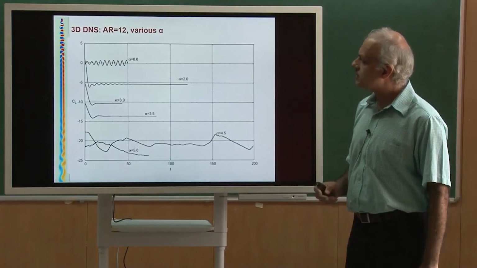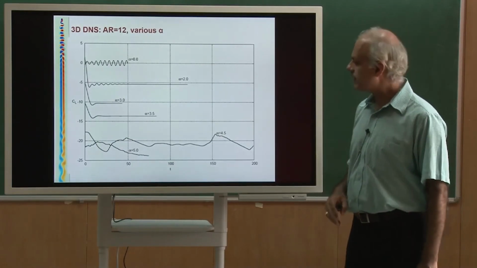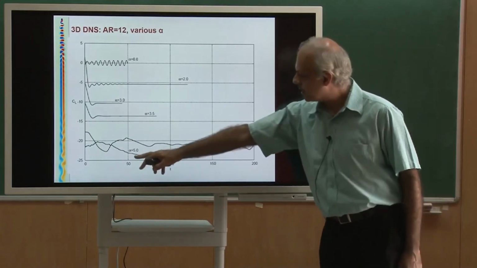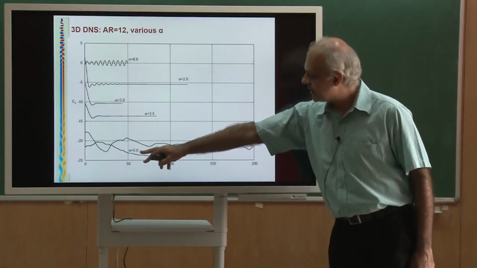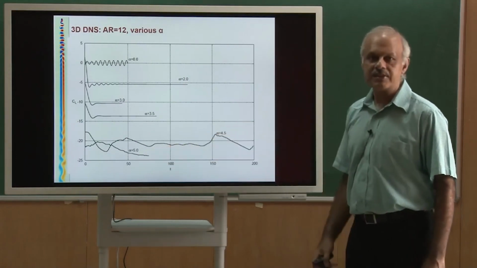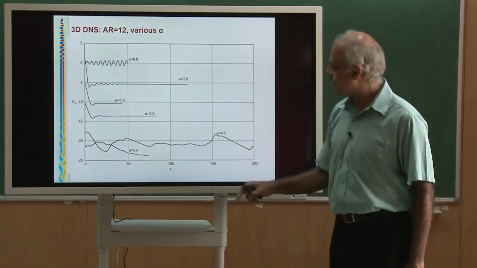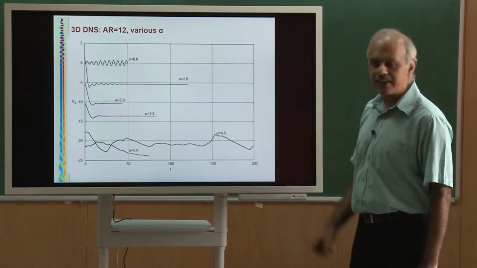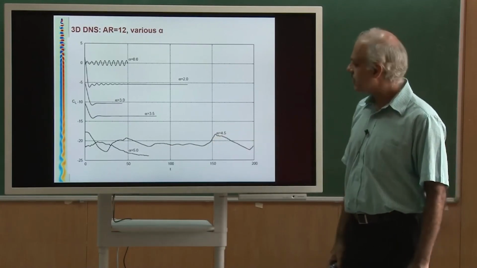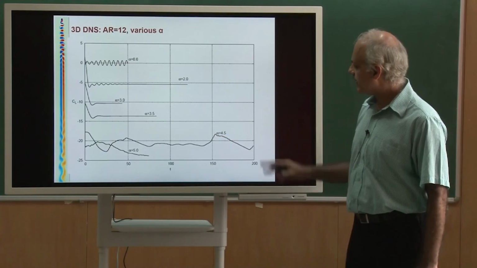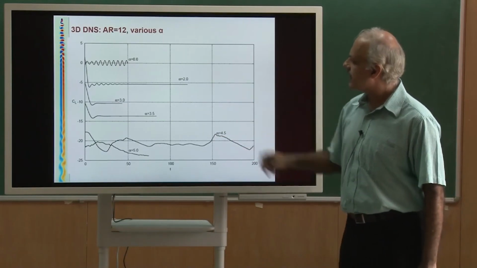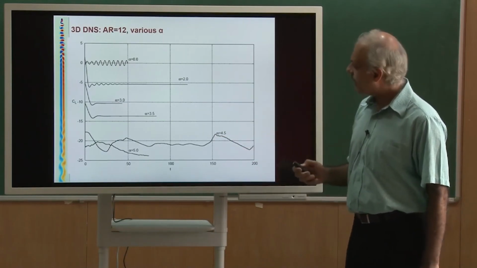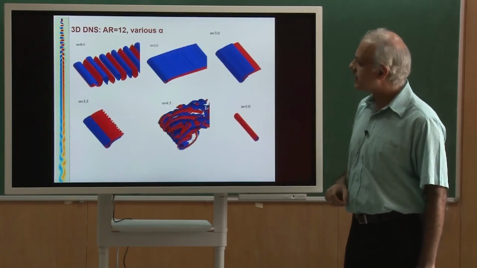So these simulations were done for various values of alpha. So especially for alpha equal to 5, we see that initially it shows some instability, but finally the flow becomes steady. At 4.5, as we had seen earlier in 2 dimensions, you get vortex shedding, and these are other alphas. So I'll wrap up with a picture in 3 dimensions.